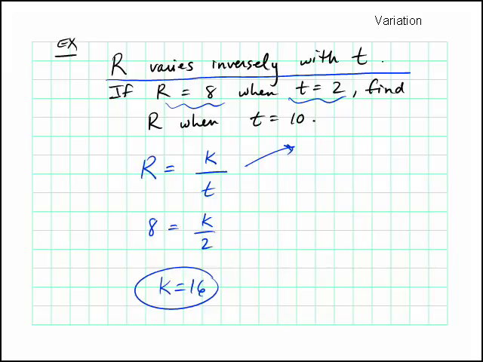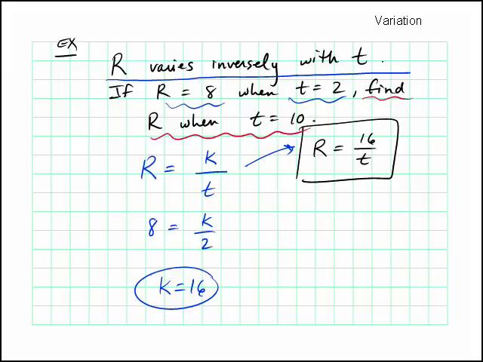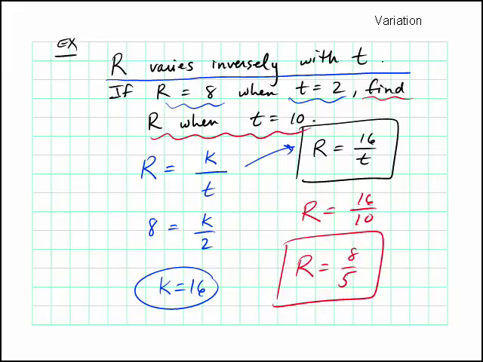So this inverse variation equation is actually r equals 16 over t. That's the equation I have to use to answer the question. So let's answer it. Find r when t is 10. Well, if t is 10, then r is 16 over 10, which you could reduce by dividing by 2, to 8 over 5. R is 8/5. There it is.